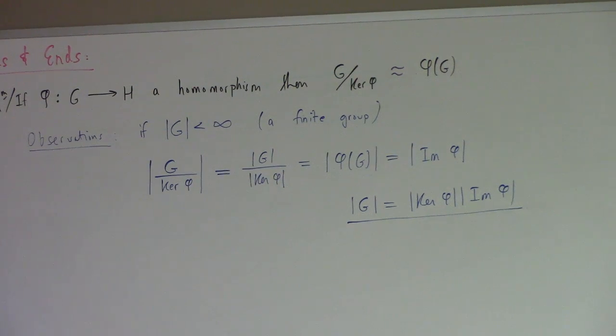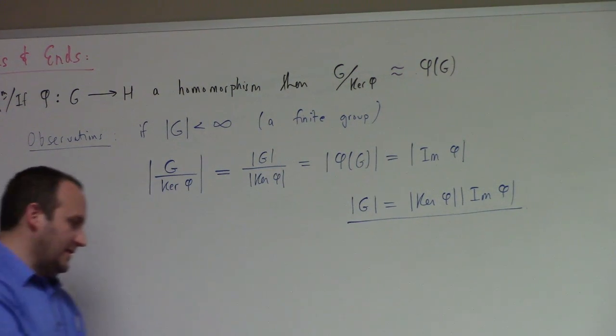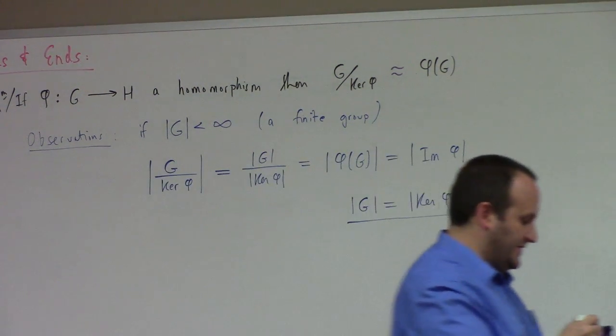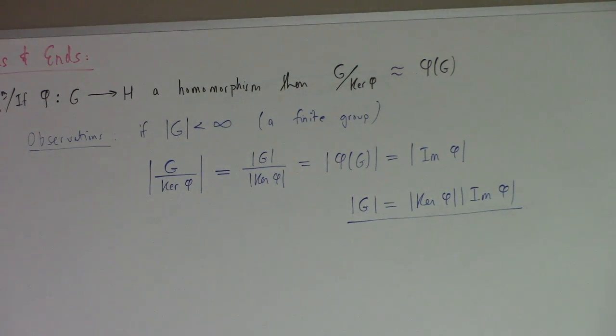So when I read this comment in Dummit and Foote the other day, it confused me momentarily because he said this is really just the rank-nullity theorem from linear algebra. So what does he mean by that? This is just the rank-nullity theorem.